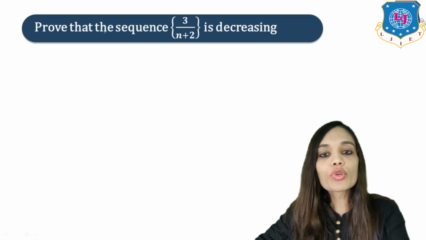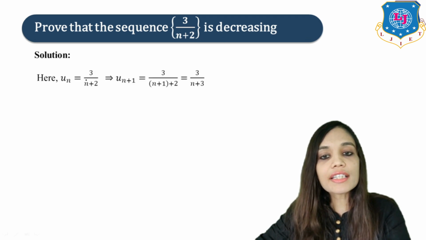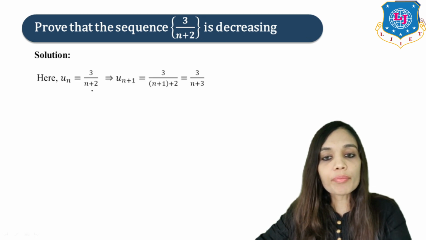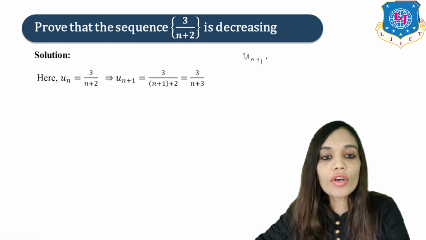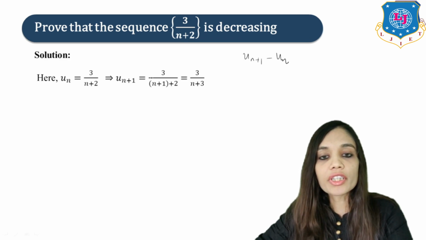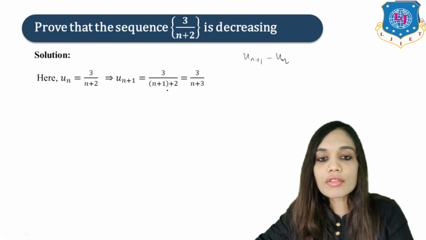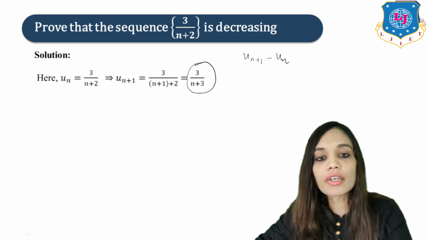Now let us prove that the sequence 3 upon n plus 2 is decreasing. So let us begin with the solution. Here Un is given as 3 upon n plus 2. Now in order to check whether the sequence is decreasing or not, we will find Un plus 1 minus Un. So firstly find your Un plus 1. Un plus 1 will be equal to 3 upon n plus 1 plus 2, which will give us the answer as 3 upon n plus 3.